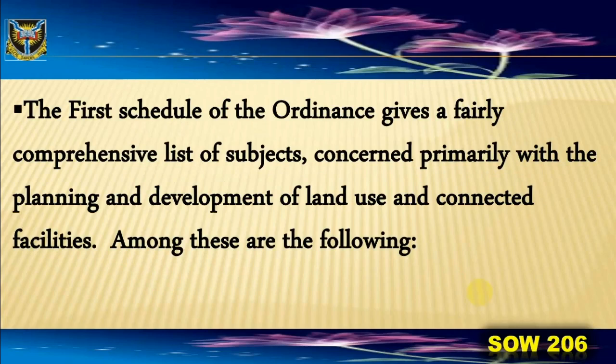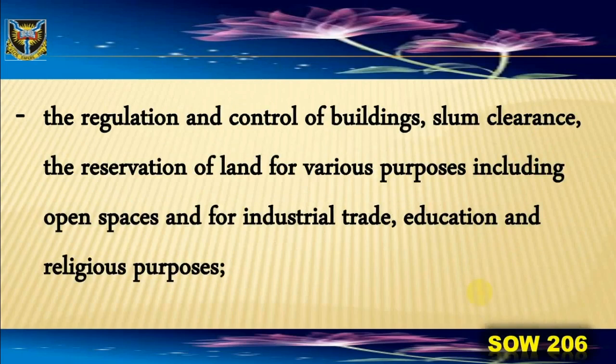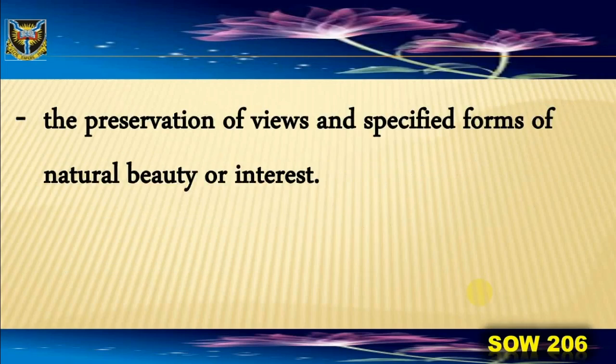The first schedule of the ordinance gives a fairly comprehensive list of subjects concerned primarily with the planning and development of land use and connected facilities. Among these are the following. 1. The reservation of land for roads, the construction, maintenance, and improvement of roads, the establishment of public rights of way. 2. The regulation and control of buildings, slum clearance, the reservation of land for various purposes including open space and for industrial trade, education, and religious purposes. 3. The facilitation of construction and establishment of all kinds of public utility services, transport, and communication. And 4. The preservation of views and specified forms of natural beauty or interest.